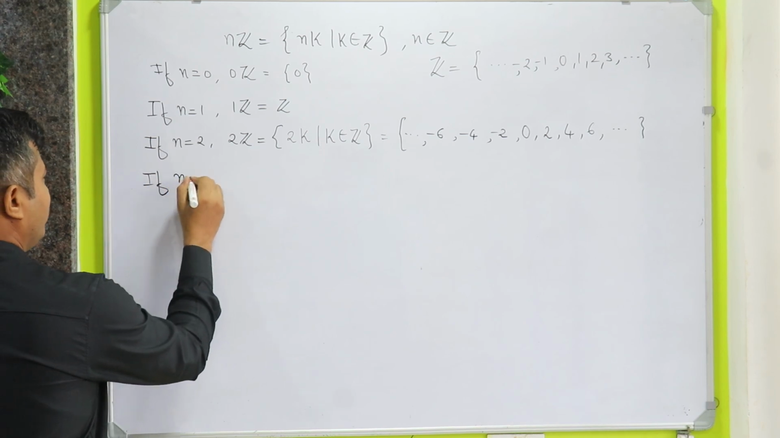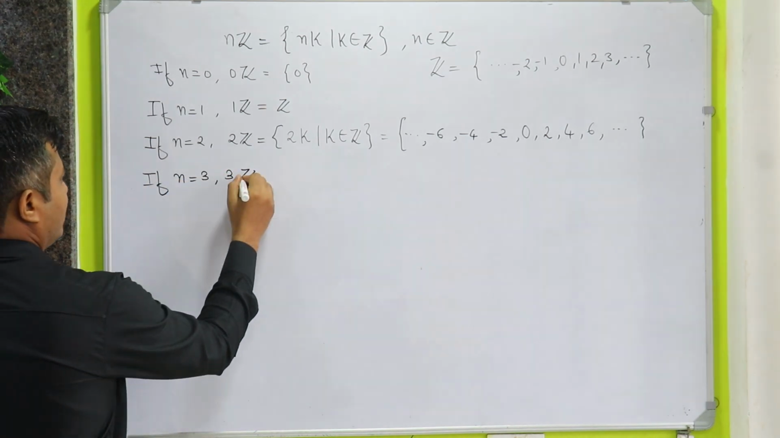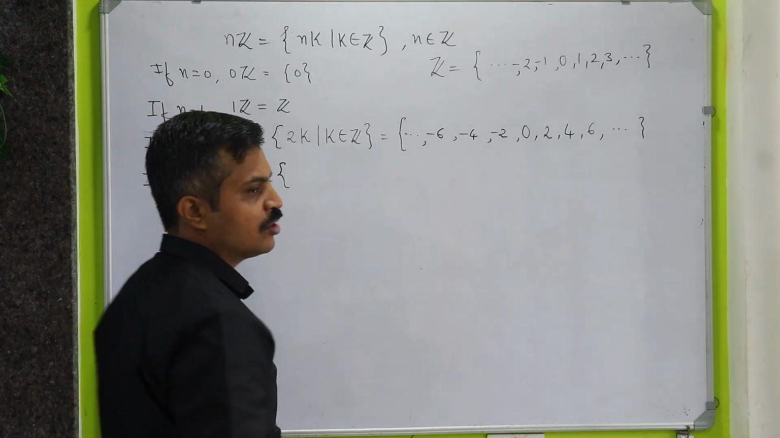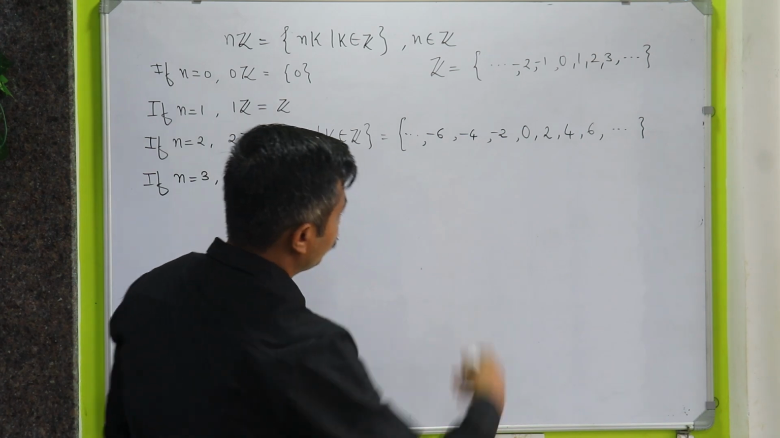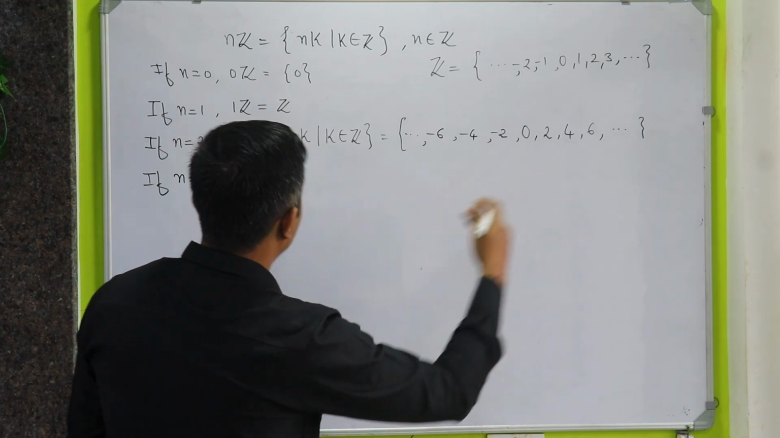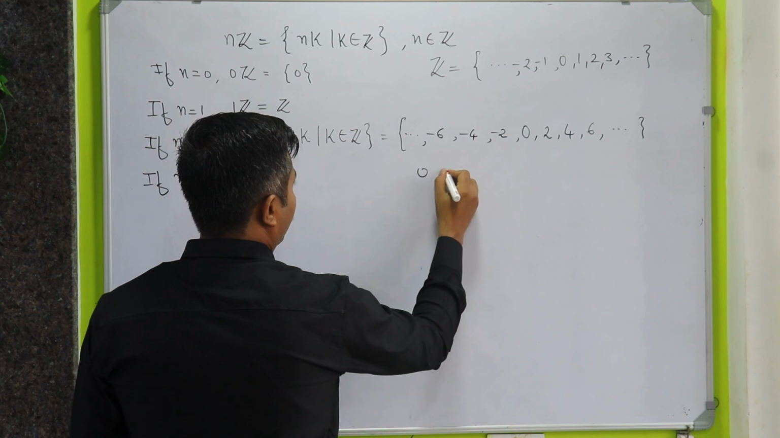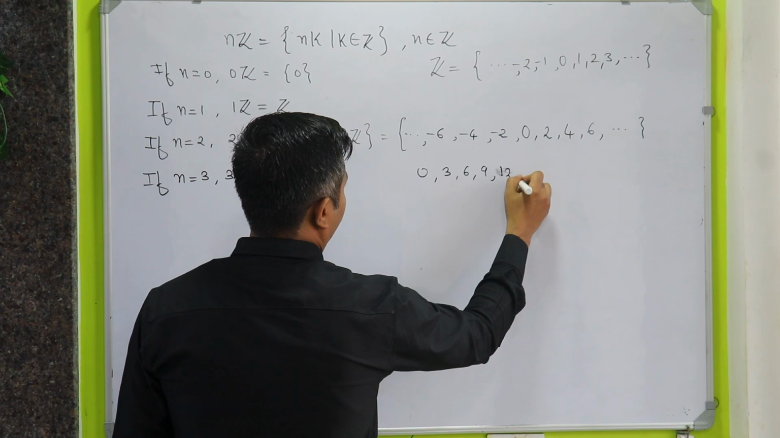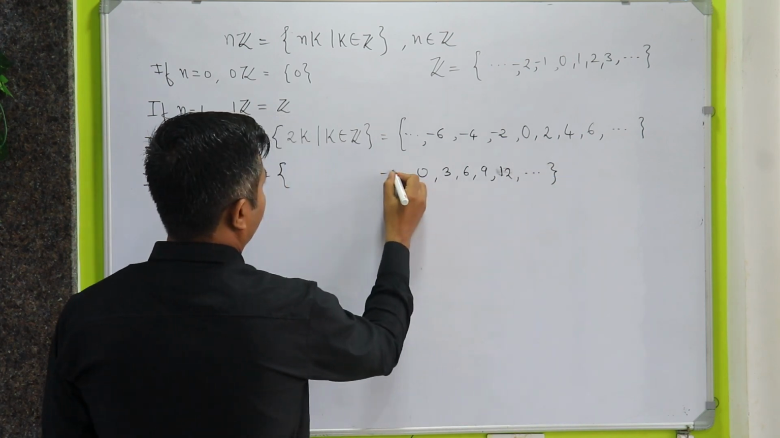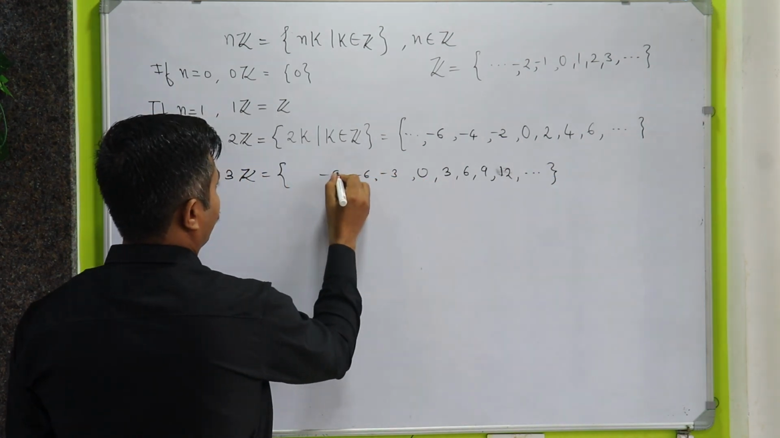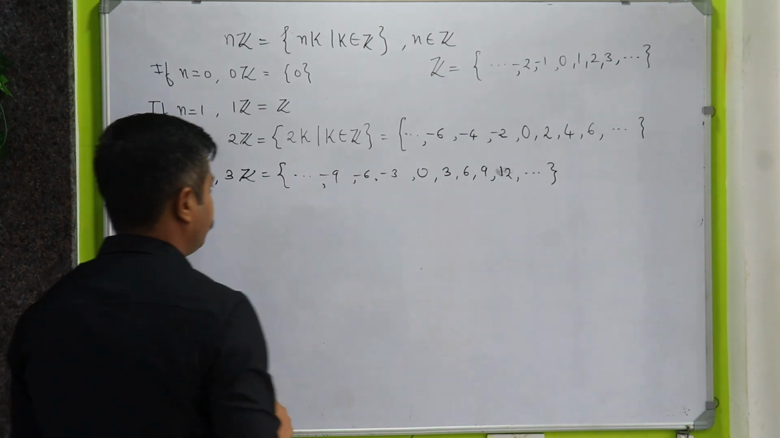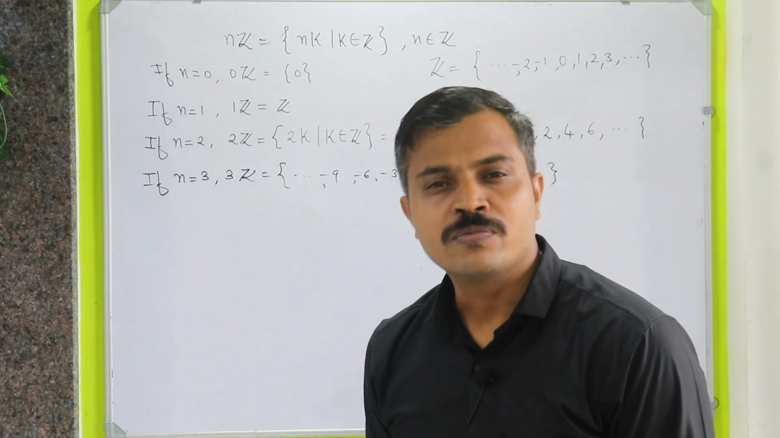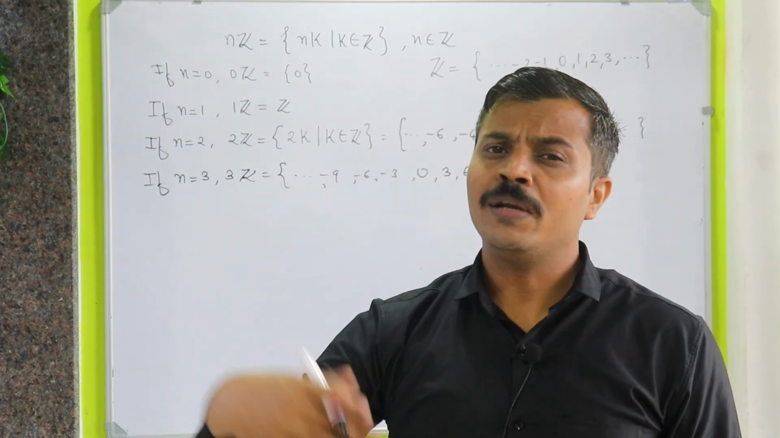Similarly, can you guess what will be my 3Z? If you observe properly, 2Z is a collection of multiples of 2 because 0, 2, 4, 6 and so on. So 3Z will be the collection of multiples of 3, right? And on the negative side, -3, -6, -9 and so on. Now notice these two are already subgroups of Z. But what about the union?